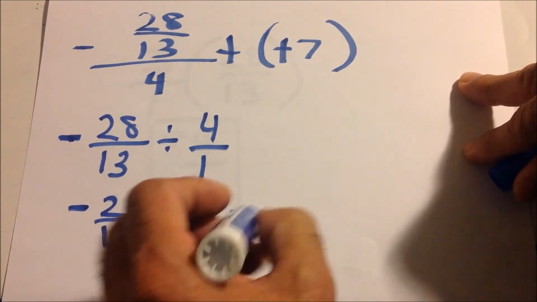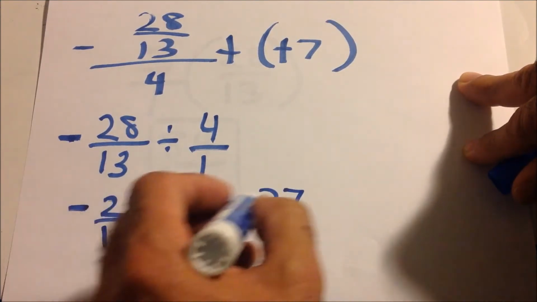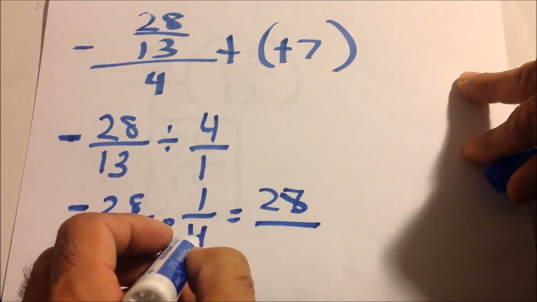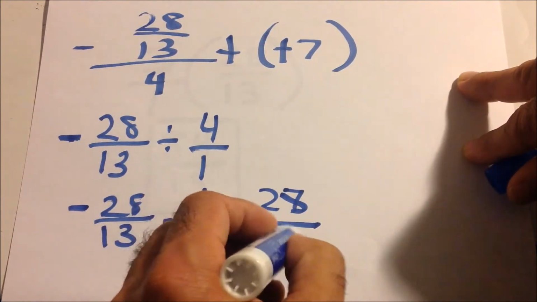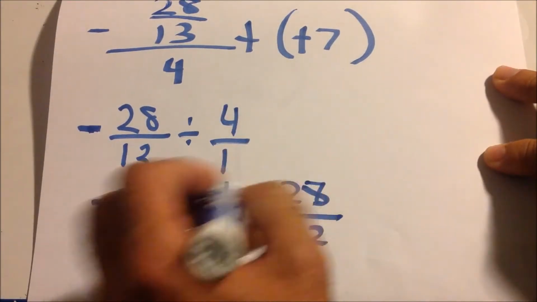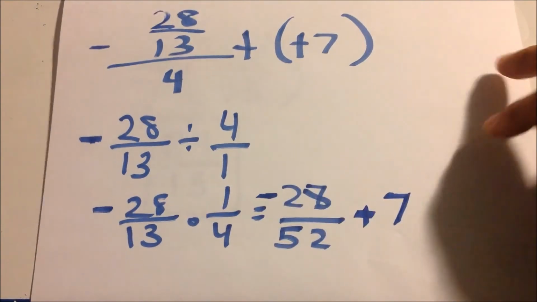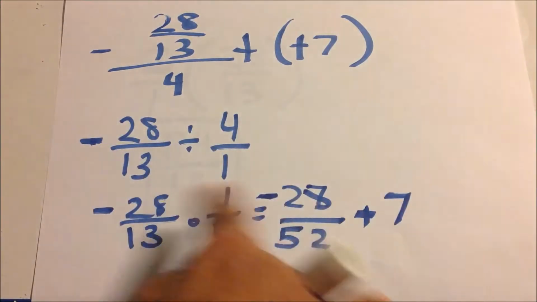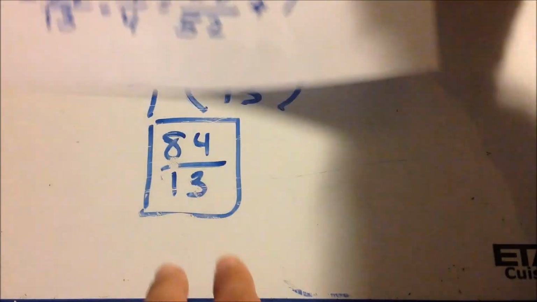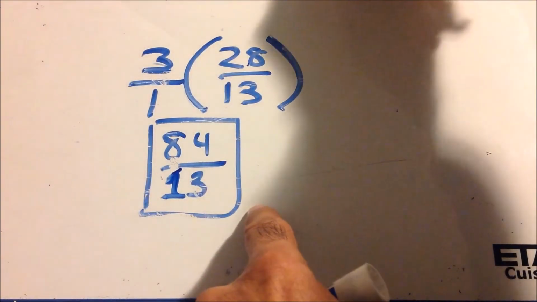And we get 28, and we have 13 times 4, which is 52. And remember, that's a negative, so it's negative 28 over 52. And don't forget, we have to add 7. So these are the steps. Let's add 7. Bring that over here. Remember, we have to get 84 over 13 in order for this to be correct.